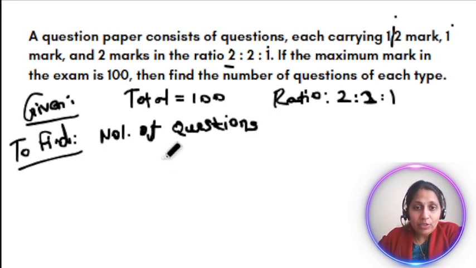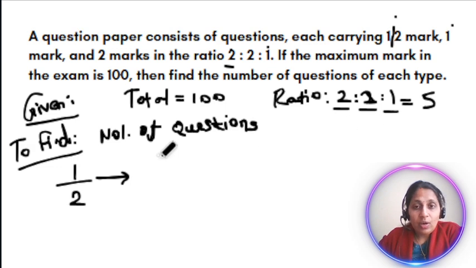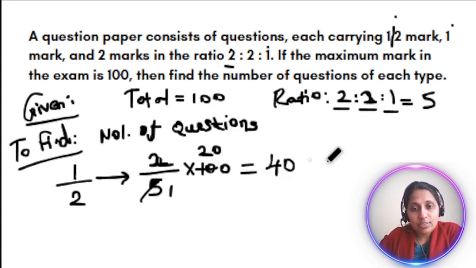Okay. Now coming to the problem, the first, half a mark. If you note here, there are a total of 100 questions in which the half a mark takes 2 parts out of a total of how many parts? If you find the total parts, 2 plus 2 plus 1, which is 5 parts are there. So half a mark takes 2 parts out of 5 parts of that 100. So how much do you get out of this? 1 time, this is 20 times. So the answer is 40 questions. So half a mark takes 40 questions.